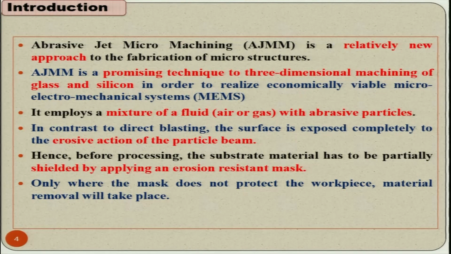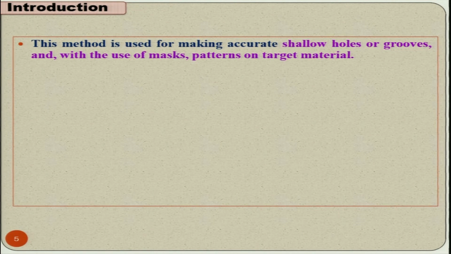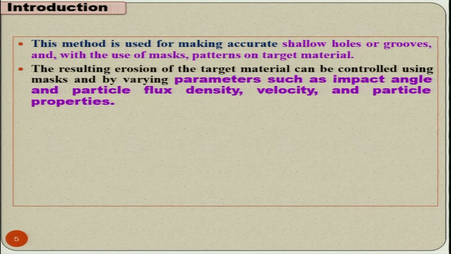So, wherever we want to remove the material from the workpiece, that part or area has to be naked, meaning it should not have any mask on it, and then the jet of abrasive particles will hit that particular area and remove the material. This method is used for making accurate shallow holes or grooves, and with the use of a mask, patterns on the target material can be created.